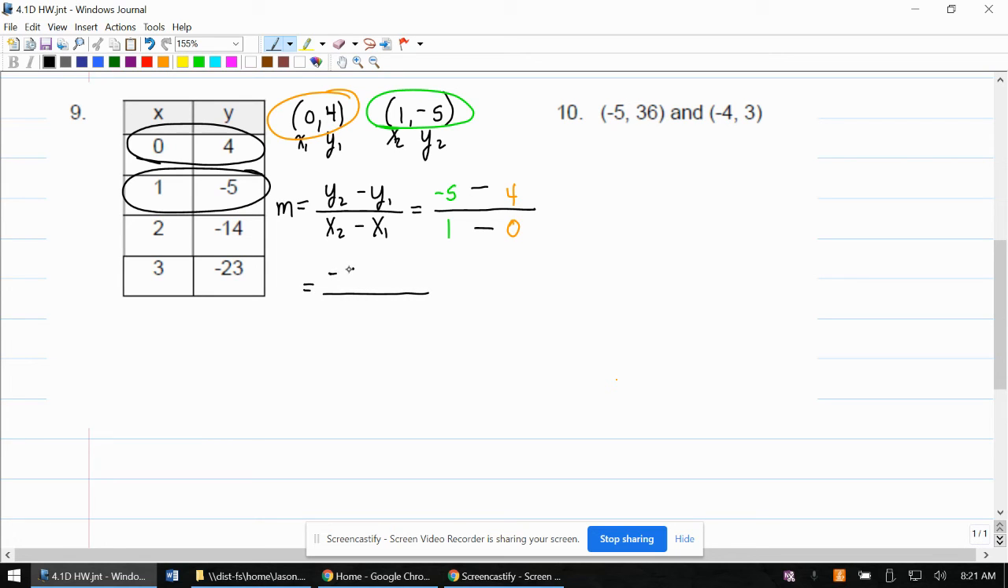Sign change for the top is -5 plus -4. In the bottom, we probably don't need a sign change. We can just say that that is 1. -5 plus -4 is -9 over 1. This is also thought of as -9 divided by 1, which is -9 is our simplified answer.